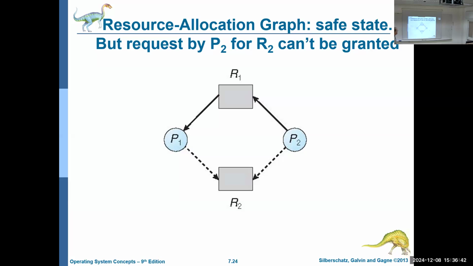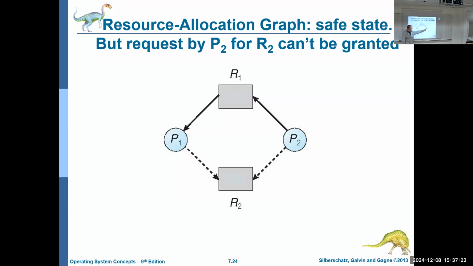Now the question is like this. If P2 would ask for resource 2, should we give it to him? Why not? It's available. Yeah, he's waiting for it, why not? No, because then P1 may ask for it also, and then we'll have a loop. If we would grant this, then the arrow would be pointing the other way. This dotted line means that he's not asking for it, but he may ask for it in the future.